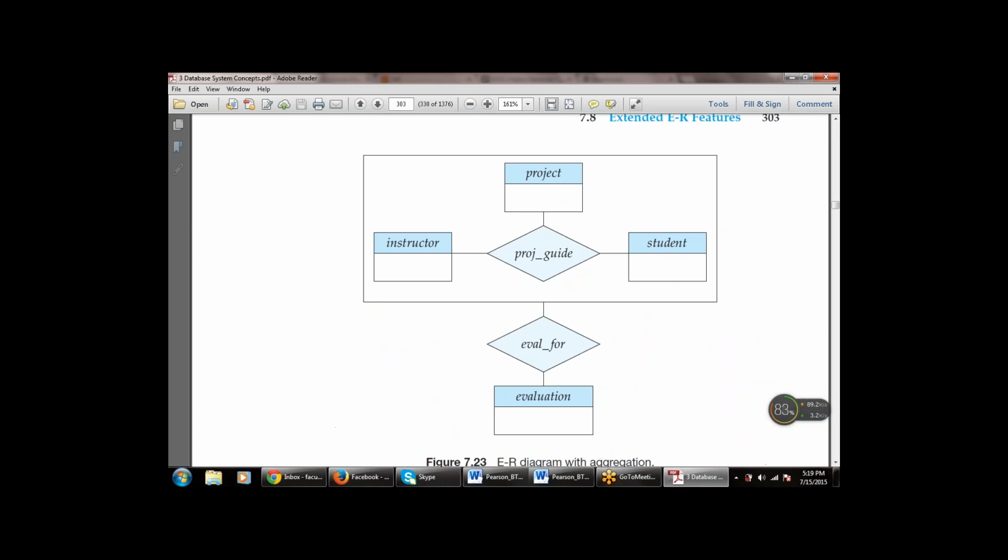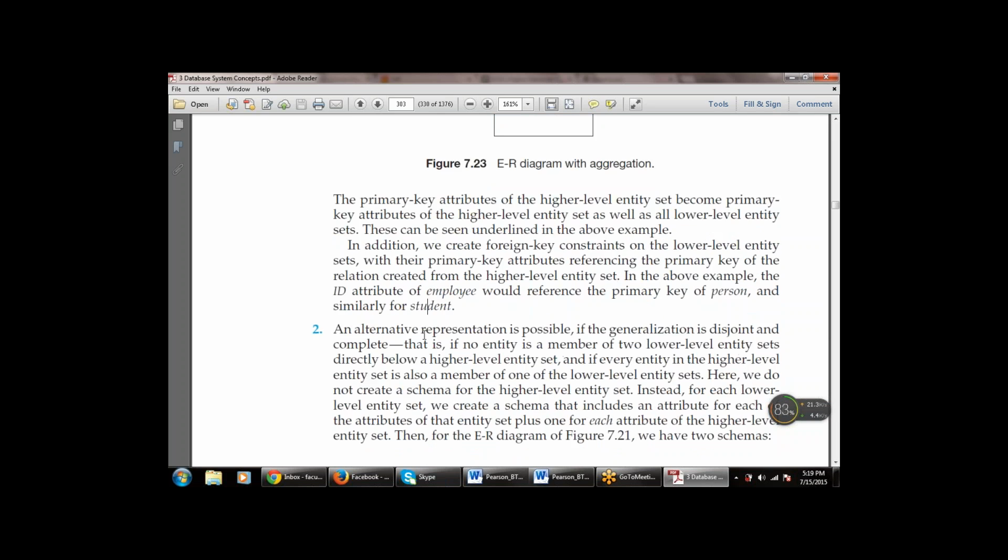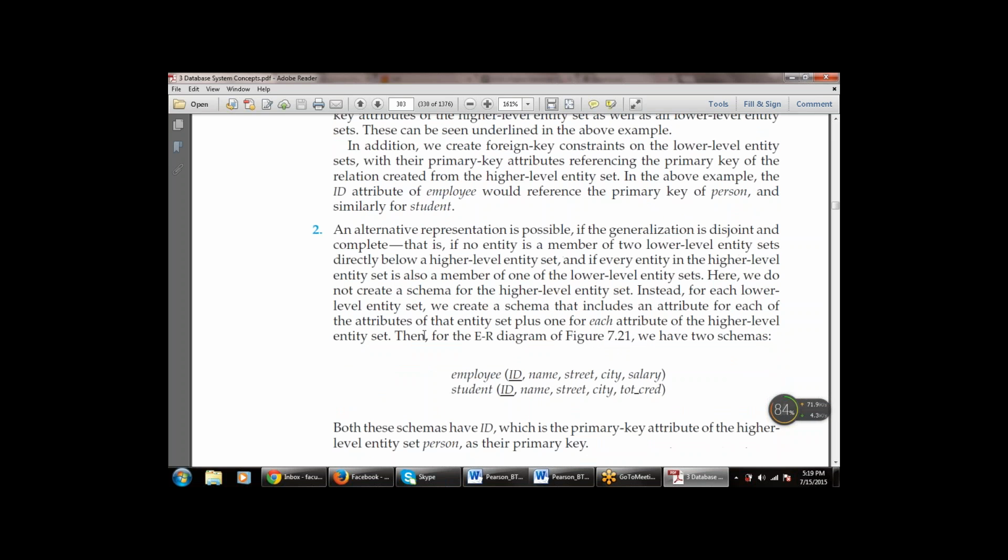This is the graphical representation: the instructor, there is a project, student, evaluation. In addition to this, we create a foreign key constraint on the lower level entities, set up with the primary key attribute, that references the primary key of the relation that is created from the high level entity sets. So in the above example, the ID attribute of the employee would refer to the primary key of the person, and similarly for the student.